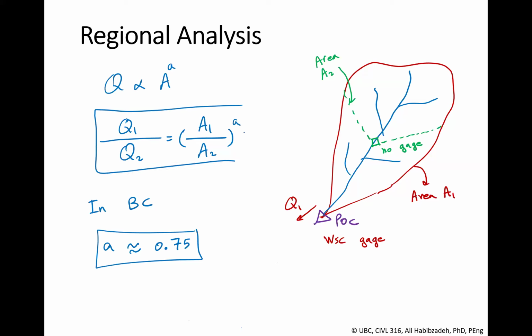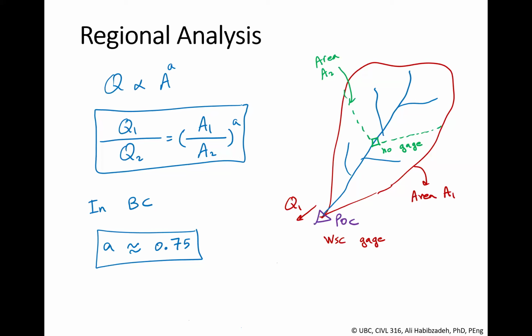This is called regional analysis. So you're looking at the region within a catchment and you're transferring data from a bigger catchment to a smaller catchment. As long as the catchment characteristics are similar in terms of land cover, runoff coefficient, slope, relatively, they're not going to be identical, but more or less similar.